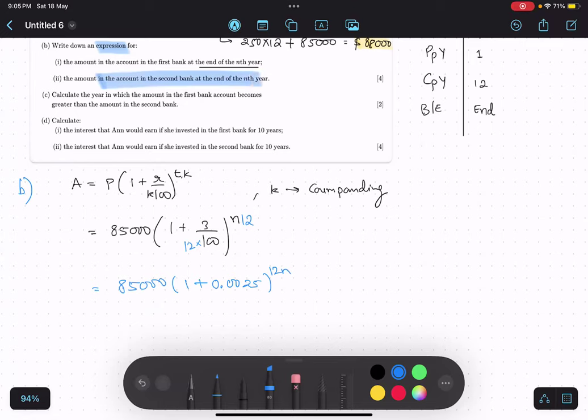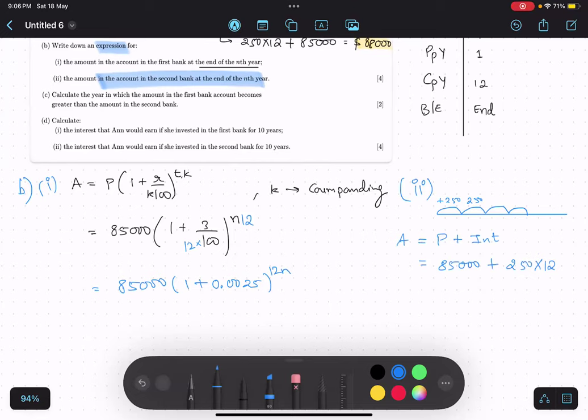The second part is the same thing we have to do for the second bank. This was bank number one. Now bank number two: every month we are getting 250. So it is nothing but repeated addition, 250 plus 250 plus 250. Amount is principal plus interest. Principal was 85,000. How much interest am I getting? I'm getting $250, but not only once. I'm getting it 12 times in a year, for 10 years.